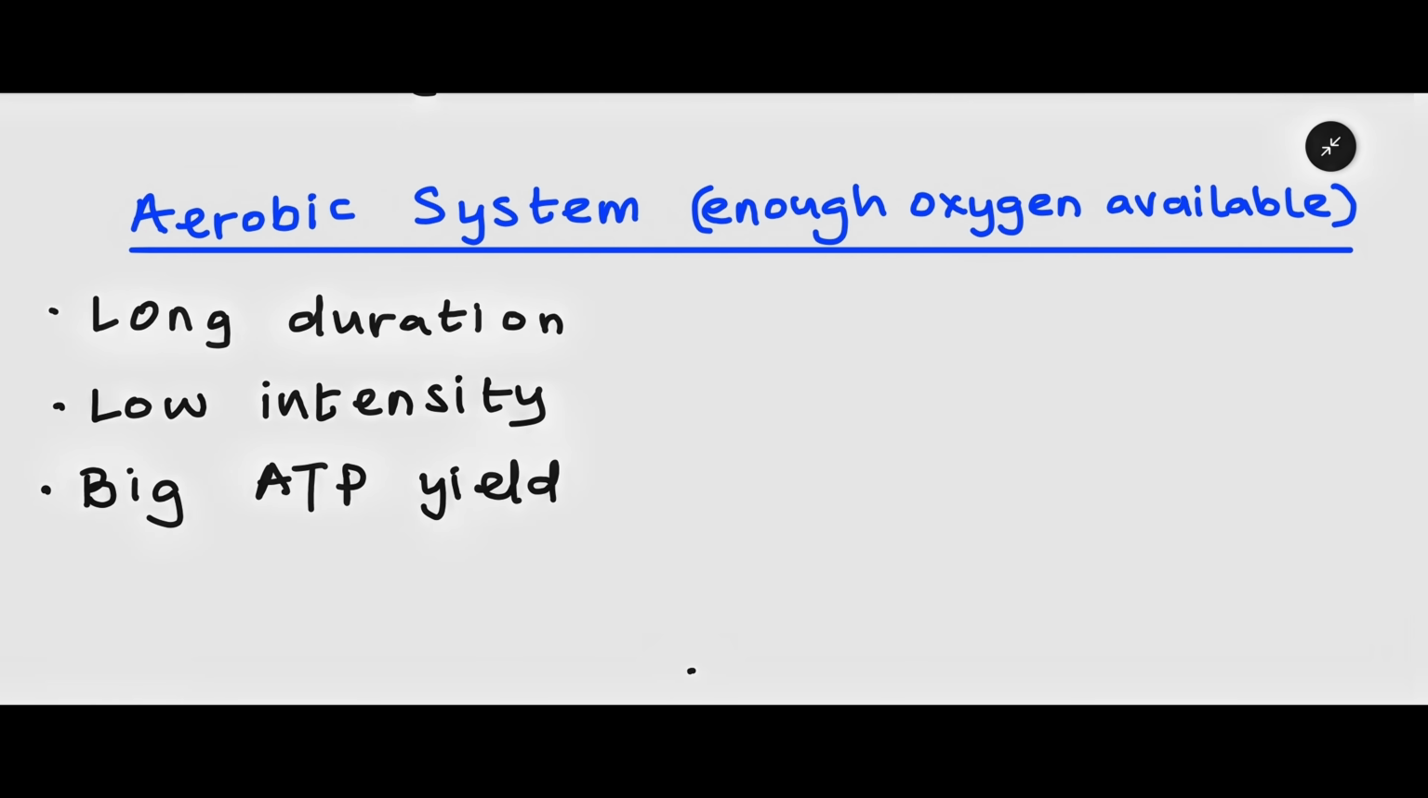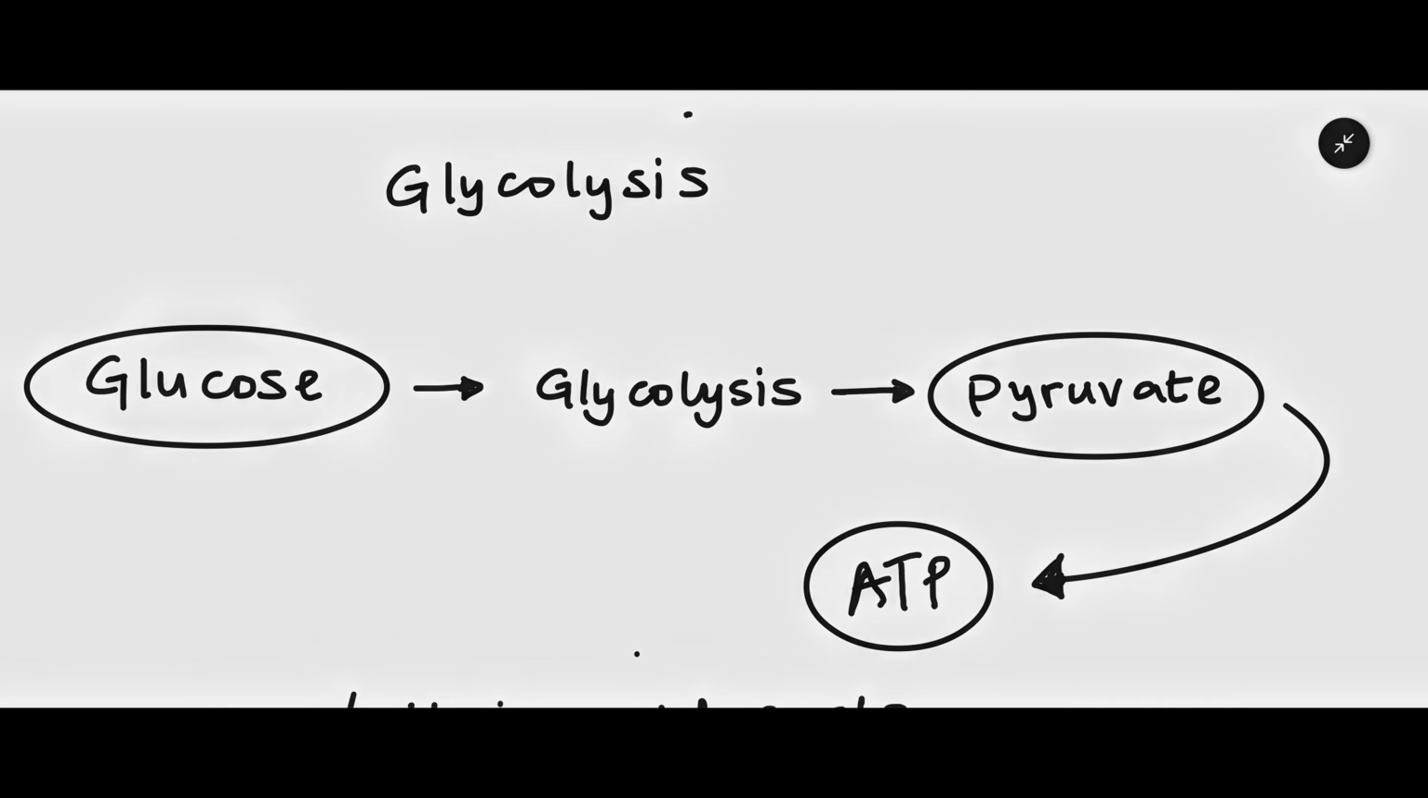At A level, you need to know the main stages of the aerobic system. These are glycolysis, the Krebs cycle, beta oxidation, and the electron transport chain. Let's go through them one by one.